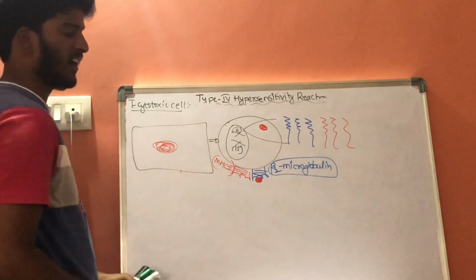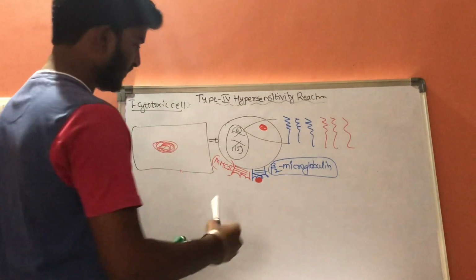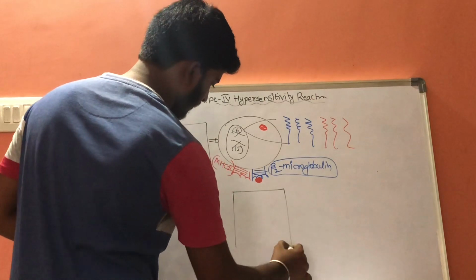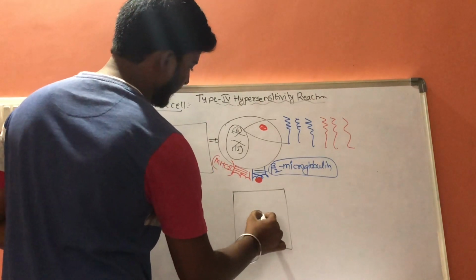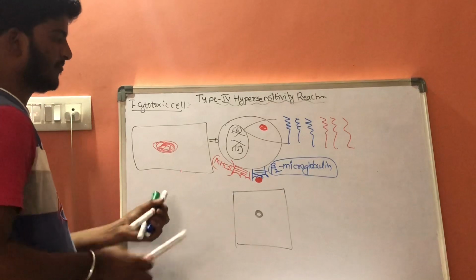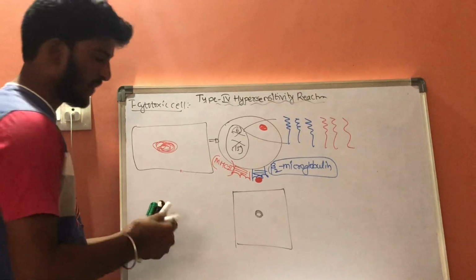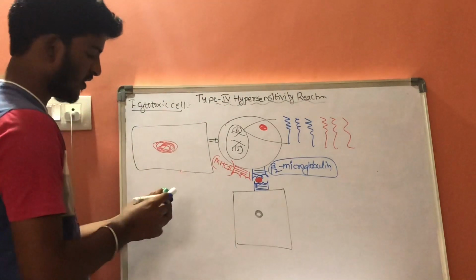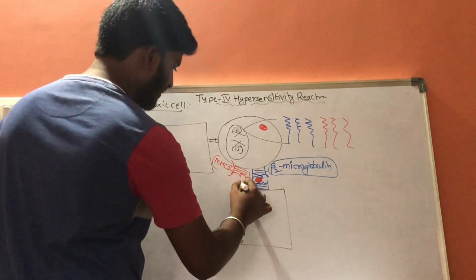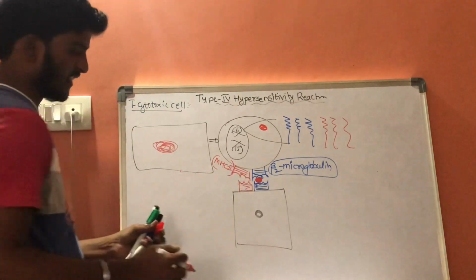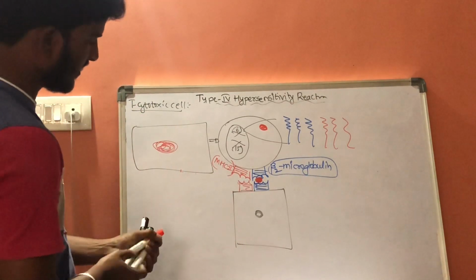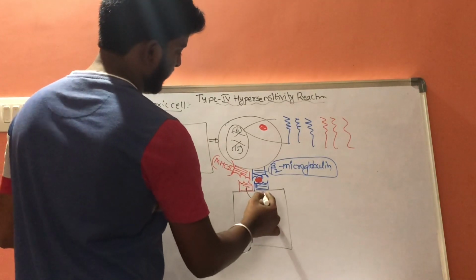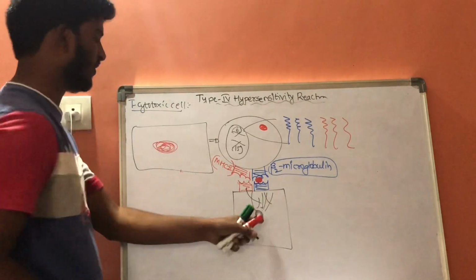Now it is attracted towards the T helper cells. Let us consider this is one T helper cell. On the surface it consists of T cell receptors, and it also consists of CD4 markers which are binding the MHC class 2 proteins. So whenever it is activated, it sends internal signals toward the nucleus.